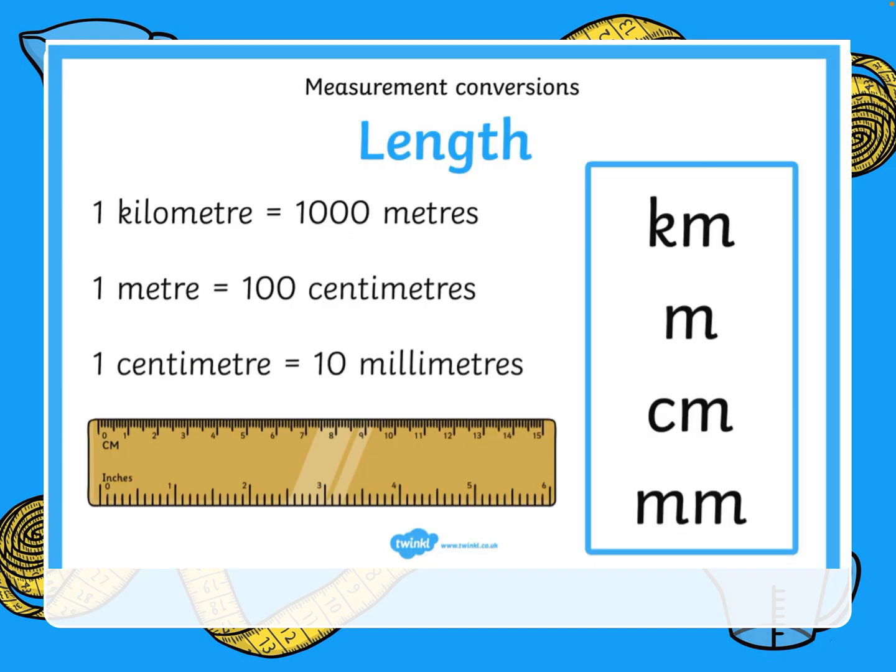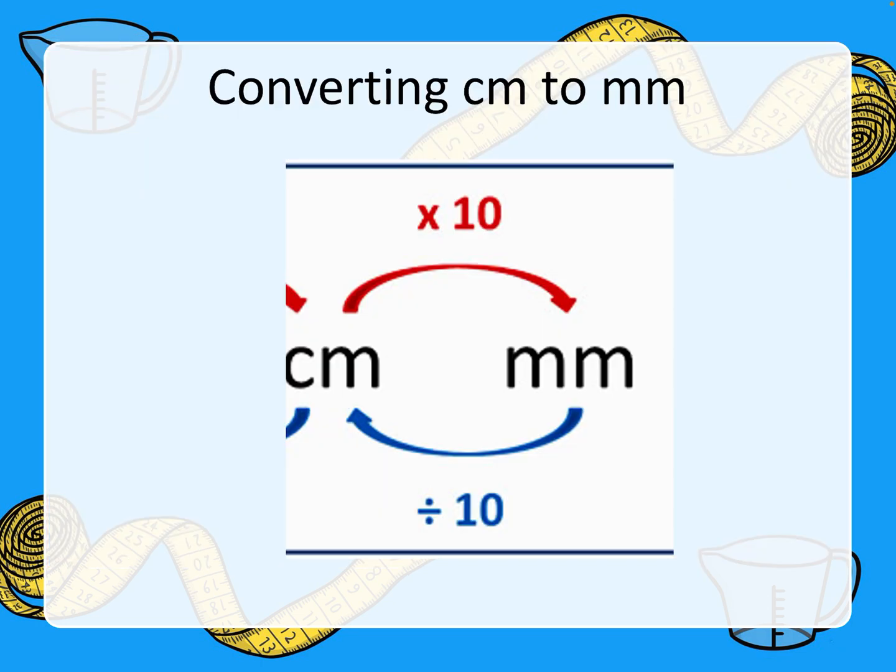So this is to remind us that 1 centimetre equals 10 millimetres, 1 metre equals 100 centimetres and 1 kilometre equals 1,000 metres. So we can convert the units of measurement with this knowledge. So let's start with converting centimetres to millimetres. When we do that, we need to times the centimetres by 10.